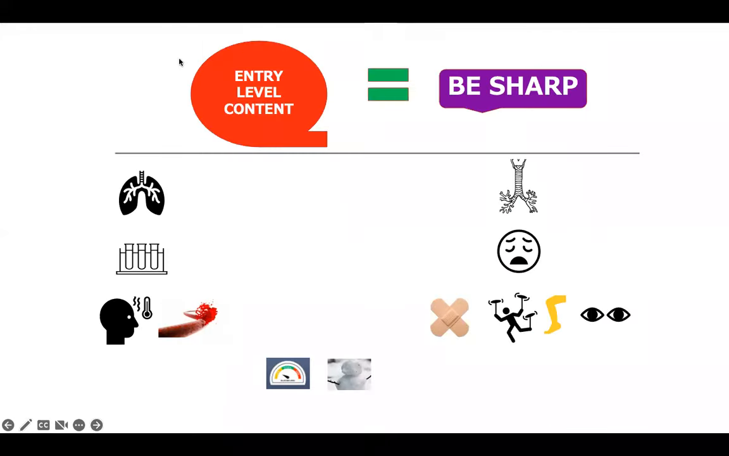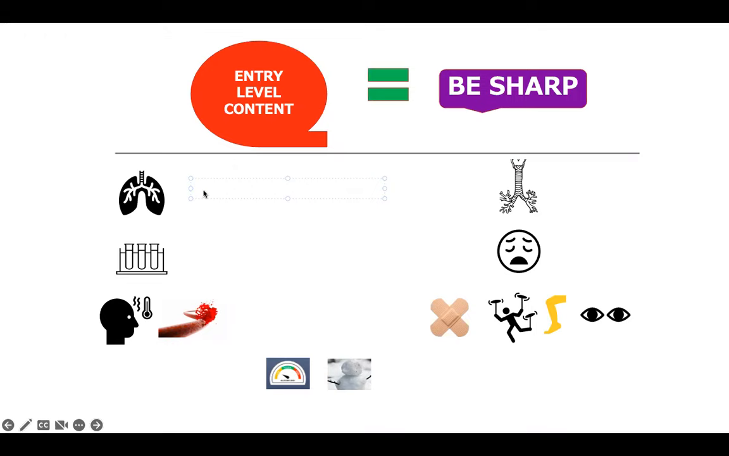Being sharp means you have achieved entry level content, not an expert, just entry level content, so that you can answer the question appropriately if they offer it to you and you see something that is abnormal. So entry level content based on the pathophysiology will give you the idea to be sharp. And that is my method of prioritization, how you approach a prioritization question.